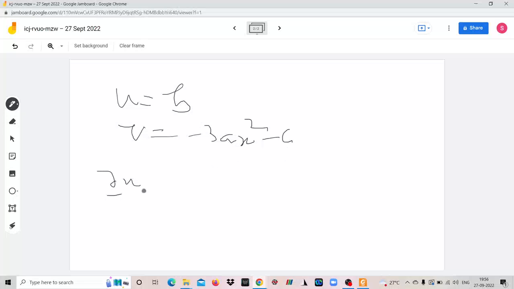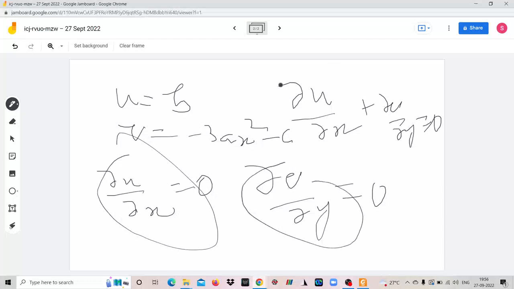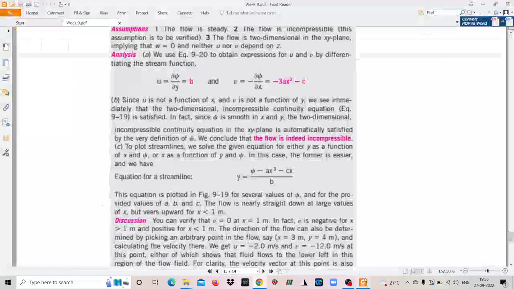Now what is del u by del x? Del u by del x is 0 because b is a constant. What is del v by del y? You can see that v is not depending on y, so this is also equal to 0. The two-dimensional steady incompressible continuity equation is del u by del x plus del v by del y equal to 0. We can see that del u by del x is 0 and del v by del y is 0, so this expression is satisfied. Hence the second part of the problem is complete. So the flow is indeed incompressible.